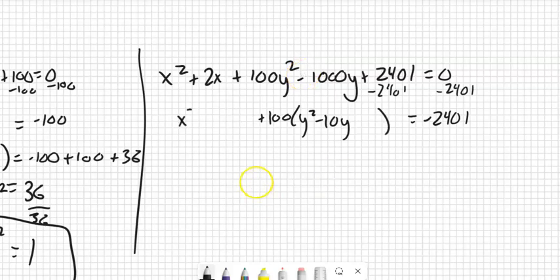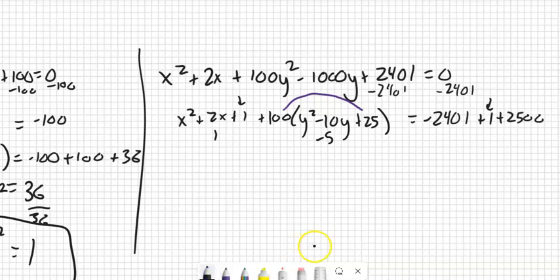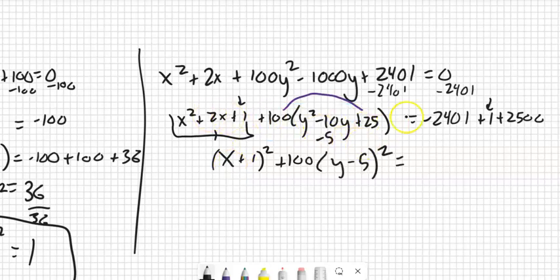Okay, give myself a little bit of space here. Let me complete some squares here. Half of 2 is 1, so add 1. Do that to both sides, keep it balanced. Half of negative 10 is negative 5. Squared that is 25, but it's really worth 2,500. And let's see, we did that so that we can factor this to x plus 1 squared plus 100 times y minus 5 squared. And then if I add all these up, add the 1, add 2,500, I get 100.